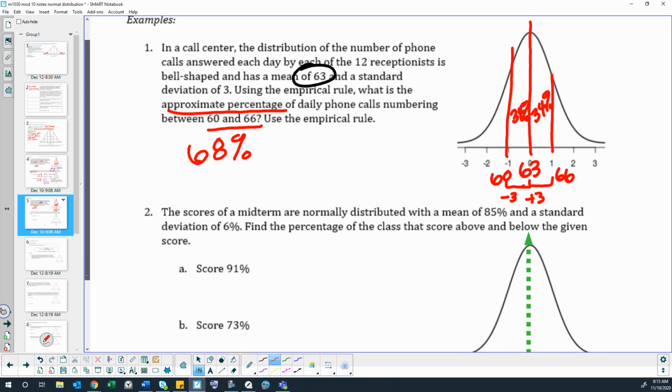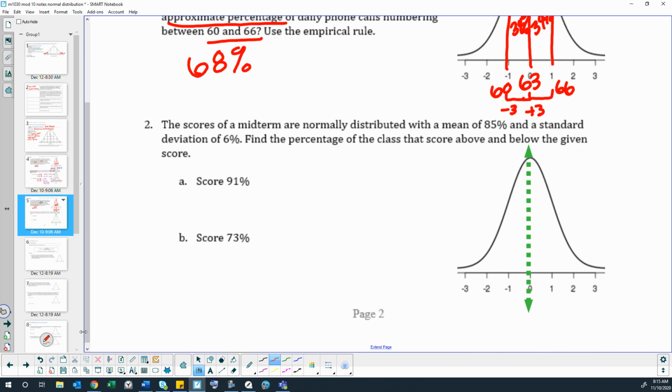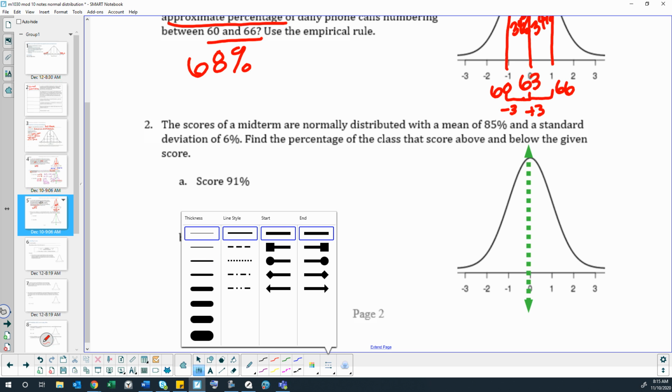Okay? Let's look at number 2. The scores of a midterm are normally distributed with a mean of 85% and a standard deviation of 6%. Find the percentage of the class that scored above and below the given score. So let's go ahead and start by labeling our bell curve here.